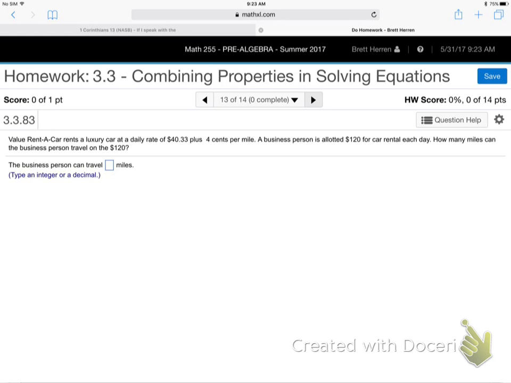Okay, so what do we do? What do we start with? Am I jumping the gun? You guys okay? Another second. Start with $120, which is what they have for the daily rental. Then what? Yeah, subtract the 40.33. So that'd be what? 79.67, right? Because the 40.33 is the basic fee for each day, right?